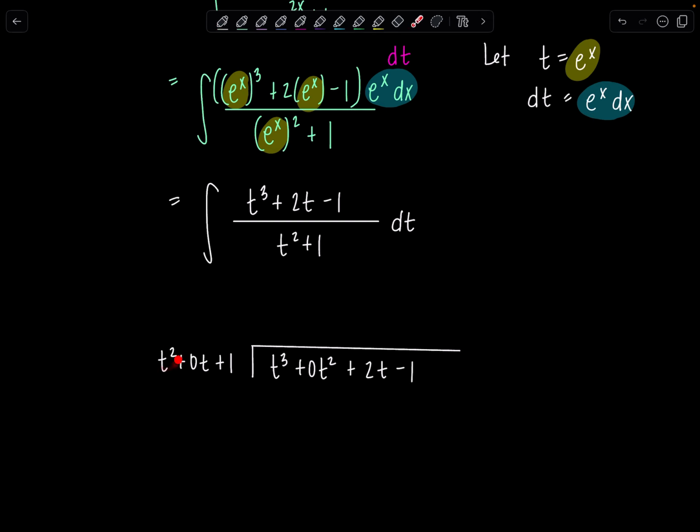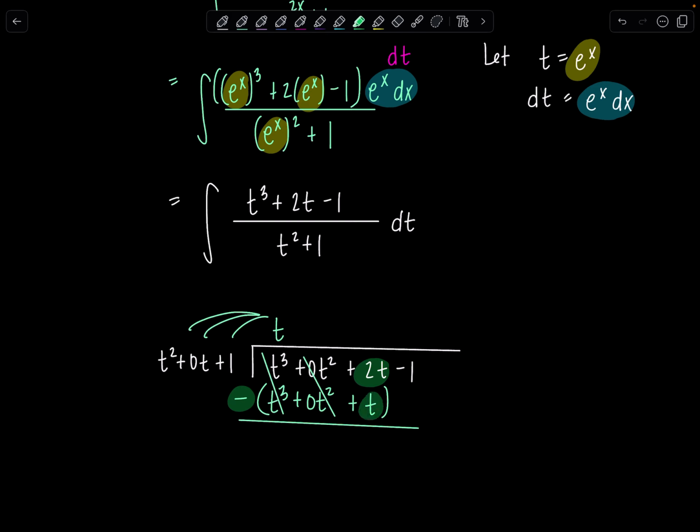So just look at the leading terms. What do I multiply t squared by to make it t cubed? Just t. And then that gets distributed. So we're going to have t cubed plus 0t squared plus t underneath. And then now I subtract that from the row up above. T cubes cancel, there's no t squared. And then we have 2t minus t, which is just t.